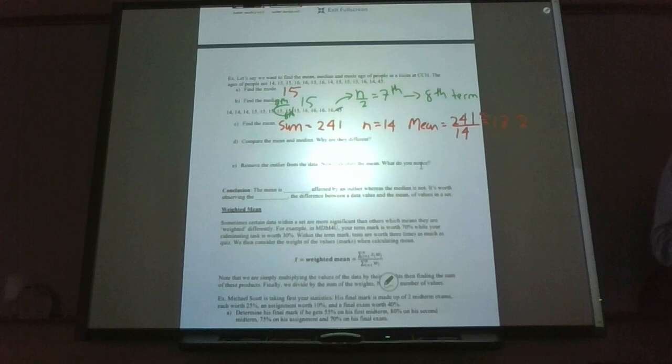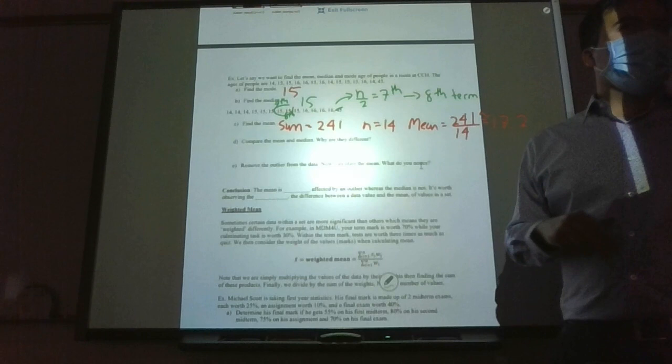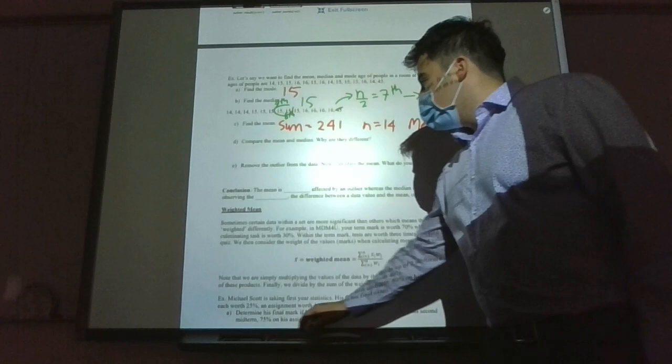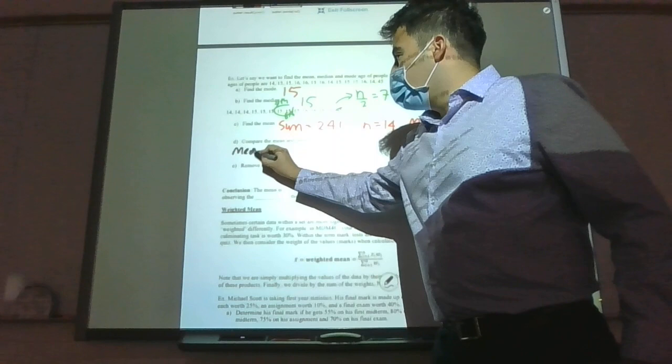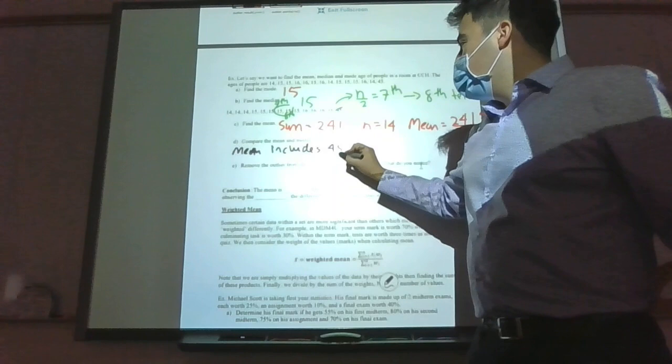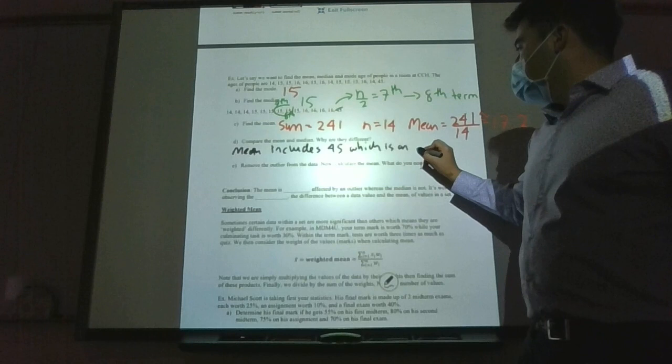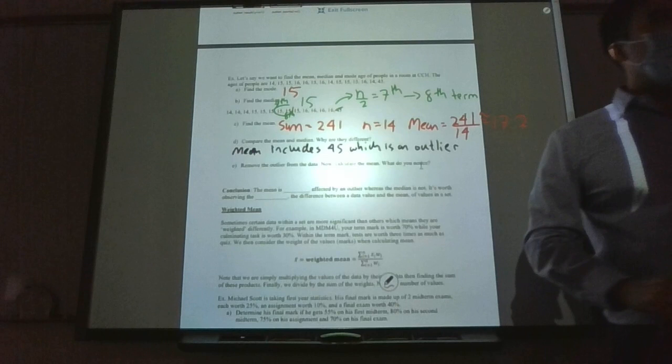So why is the mean and the median really different here? Yeah. The mean, you have to include the 45, which I consider an outlier. Exactly, right? So I'm going to write here, mean includes 45, which is an outlier, exactly. Perfect. So because 45 is an outlier, that really throws off all your data, right?